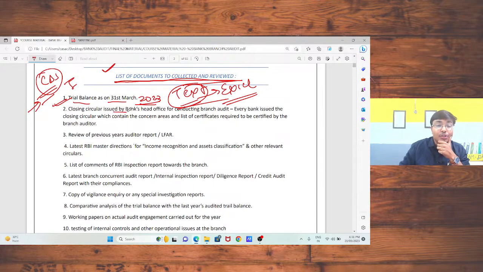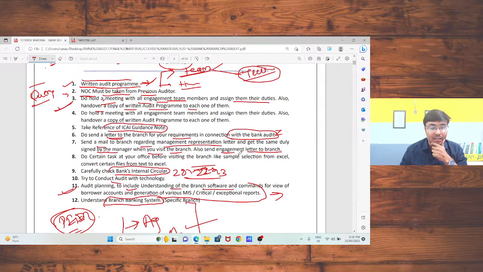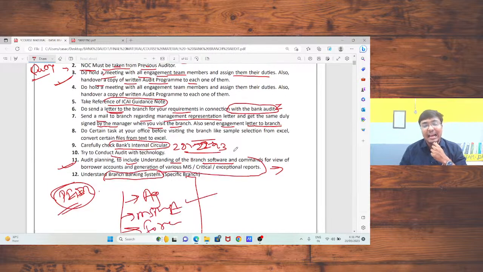Closing circular issued by the bank head office for conducting the branch audit. All the banks are issuing that circular, so you should consider that particular circular also. When you start the eighth point, do certain tasks at your office before visiting the bank, like sample selection from Excel, and converting certain files from text to Excel. I will share the same.